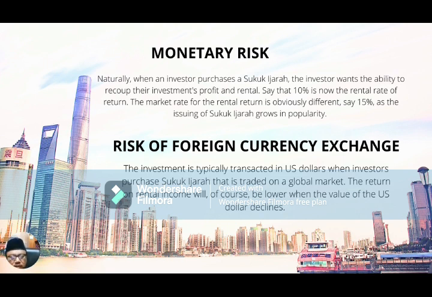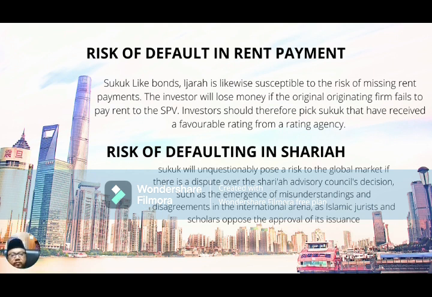The investment is typically transacted in US dollars when investors purchase sukuk ijarah that is traded on a global market, so the return or rental income will, of course, be lower when the value of the US dollar declines. Next, risk of default in rent payment. Sukuk ijarah, like bonds, is likewise susceptible to the risk of missing rent payment. The investor will lose money if the originating firm fails to pay rent to the SPV. Investors should therefore pick sukuk that have received a formal rating from a rating agency.